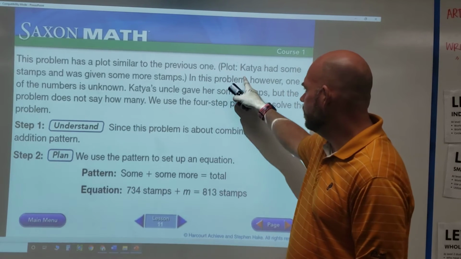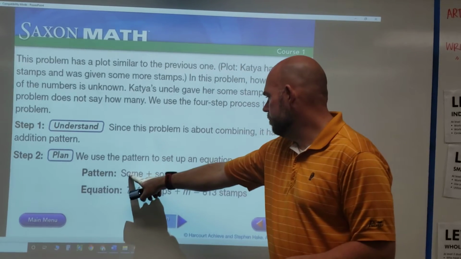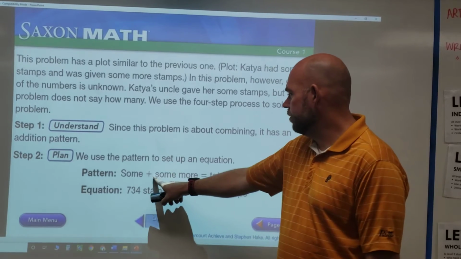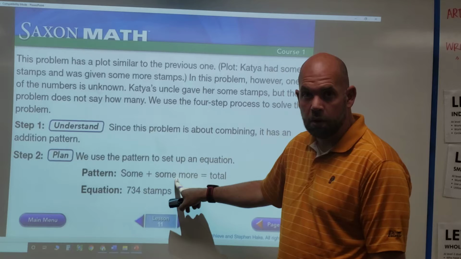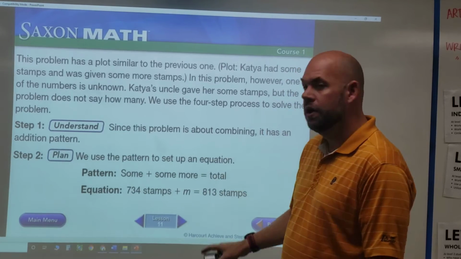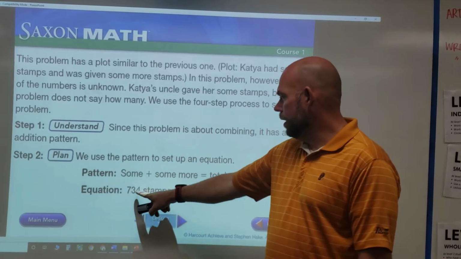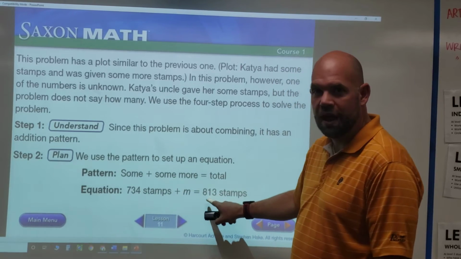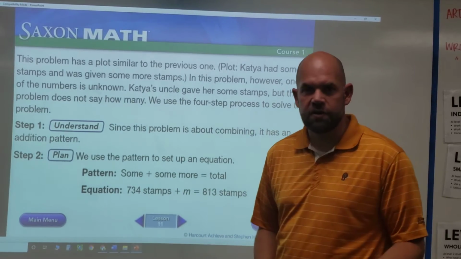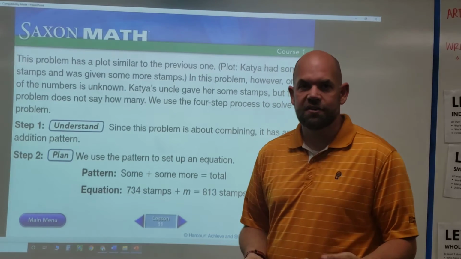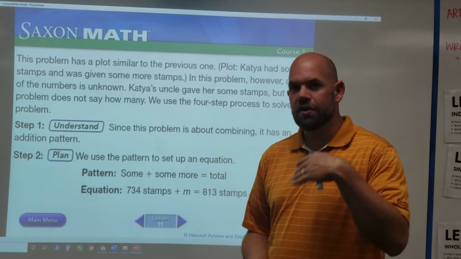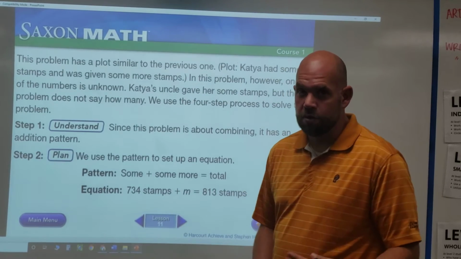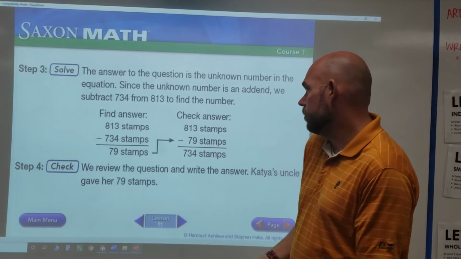So if Katya has some and then she gets some more, she'll have the total. This time, instead of being told what the some more is, we're being told the total. So we still write it out the same way. 734 stamps plus something equals the total. Now we just have the total, so we're going to solve it differently, just like we have been in our other addition and subtraction problems. You'll know how you can always do the inverse to find the missing variable or the missing addend here. So that's how we're going to solve this.